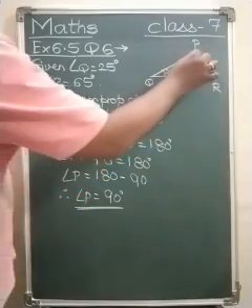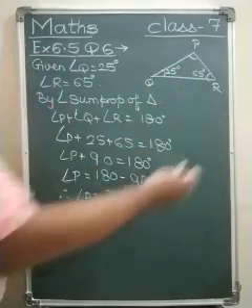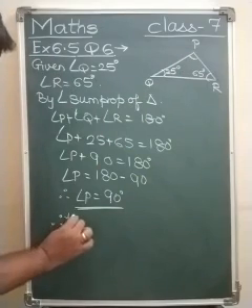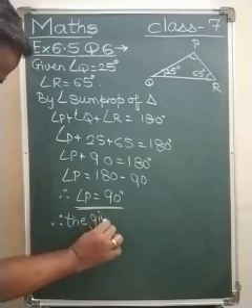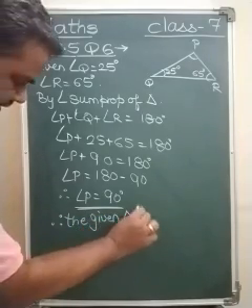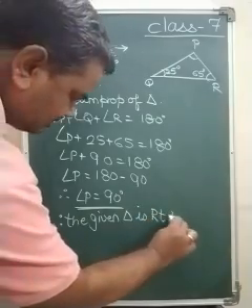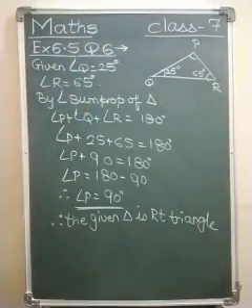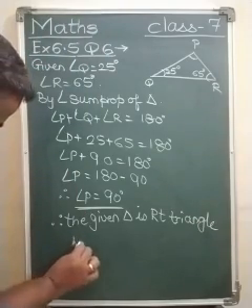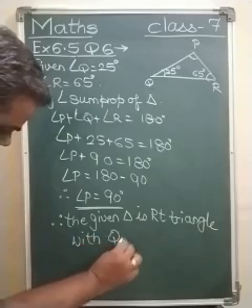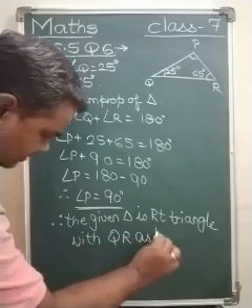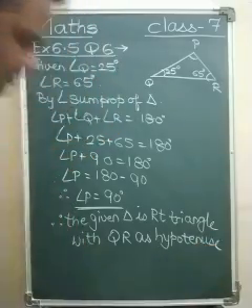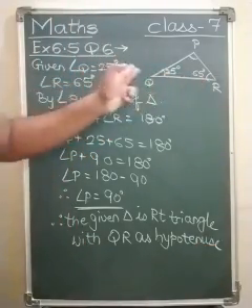That means this is a right angle triangle. So, we will put a right angle mark here. Therefore, the given triangle is a right triangle with QR as hypotenuse. Okay, with QR as hypotenuse.